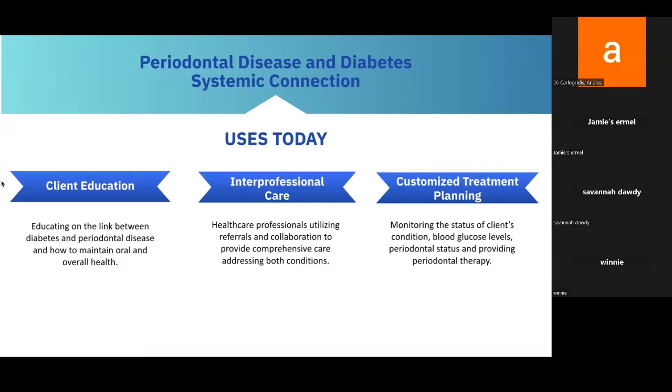Uses today. Understanding the connection between periodontal disease and diabetes allows dental professionals to provide more comprehensive care to clients. The link between these conditions can impact the client's overall health, and it's important to address both while providing dental care. The current approach to managing the systemic connection between diabetes and periodontal disease includes client education, customized treatment planning, and interprofessional care.